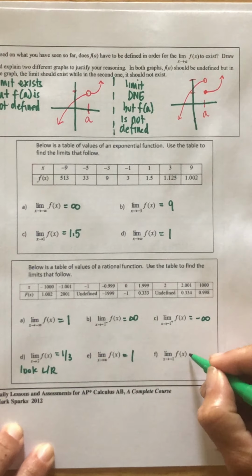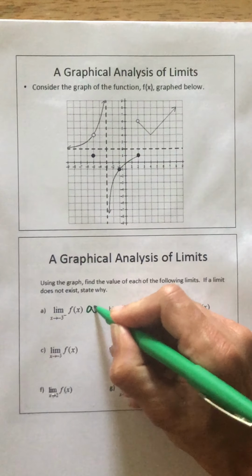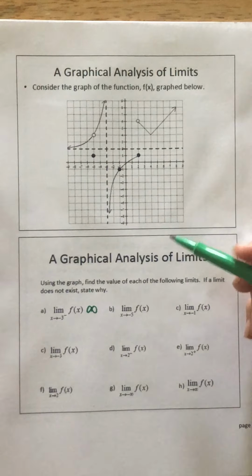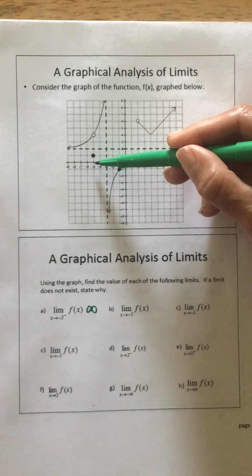As x approaches -3 from the left. All right, -3 is here. I got an asymptote. From the left, it looks like I'm heading to positive infinity. As I head, looks like a -5. All right, so let's see. 1, 2, 3, 4, 5.